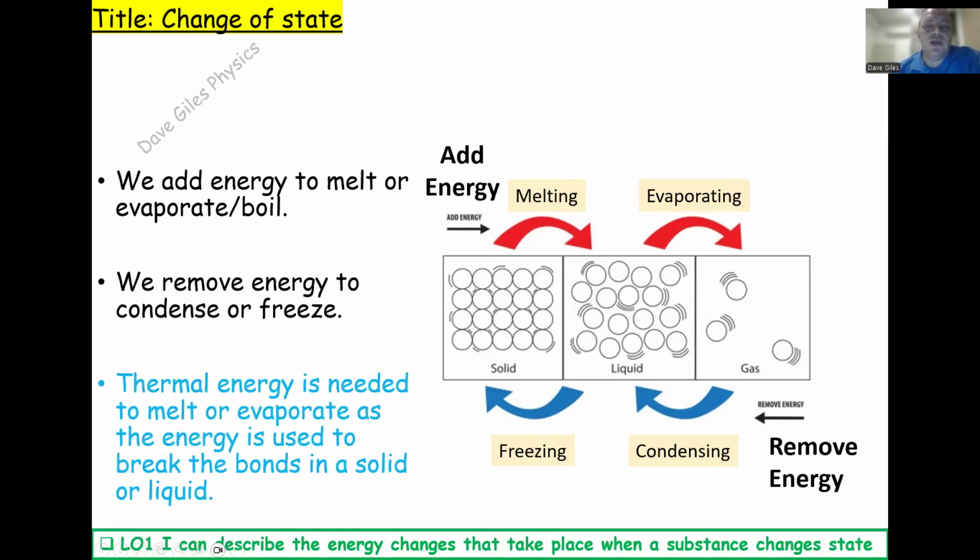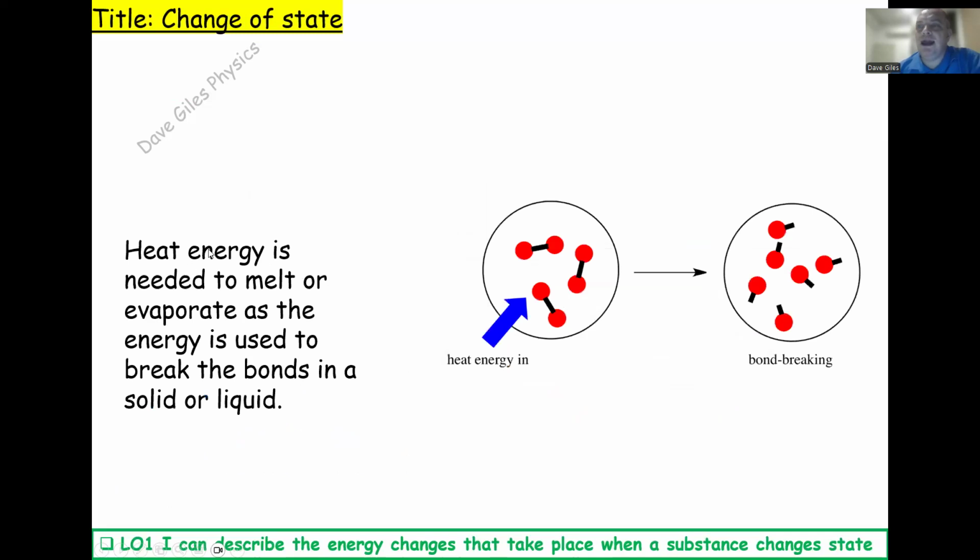Thermal energy is needed to melt or evaporate, as the energy is used to break the bonds in a solid or a liquid. So you can see here, let's say this is a liquid, we've got bonds being broken by the heat or thermal energy in order to turn it into a gas.